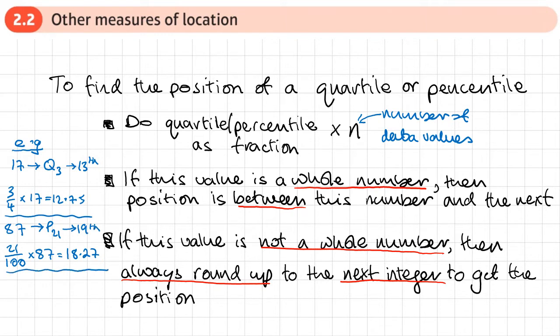And last example, let's say I've got 52 data items and I want to find the position of Q1. So I will change Q1 to a fraction. That'll be a quarter. So I'll do a quarter times 52. That's 13. Now this is a whole number. If it's a whole number, it means that the position of Q1 is between the 13th and the next value. So that will be the 13th and the 14th. So it's between the 13th and the 14th value.